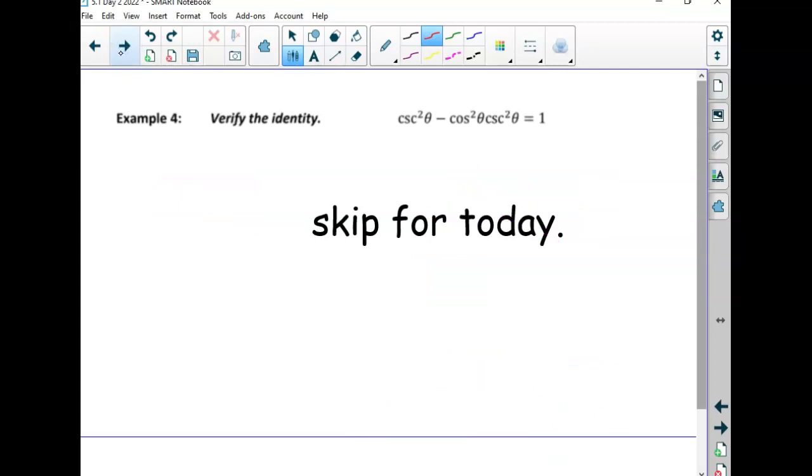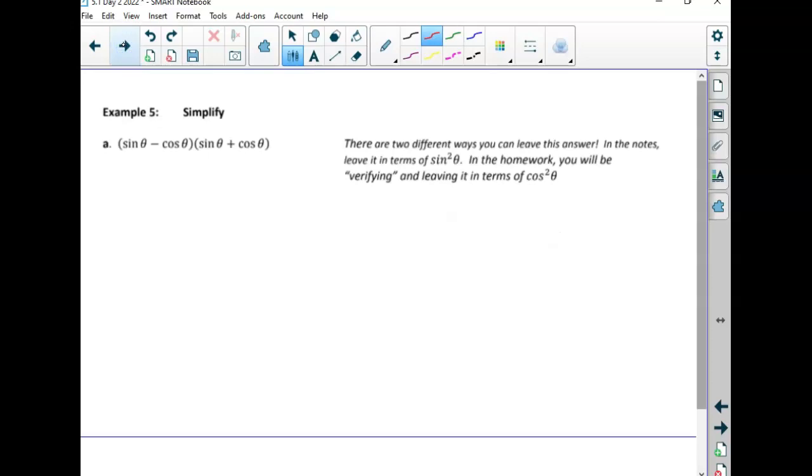So example 4, we're going to skip because it's a verifying question, and we're going to do those on Monday. Can you go to example 5? It says there are 2 different ways you can leave this answer. It asks that in the notes we leave it only in terms of sine squared, and it says later on a homework you'll be asked to leave it in terms of cosine squared. But let's just see what happens when we FOIL this together.